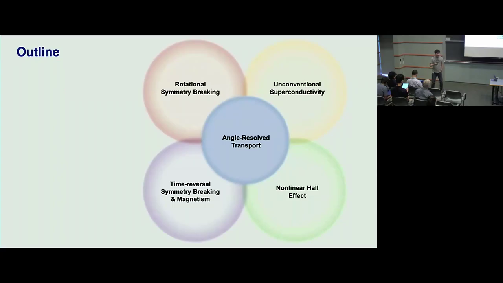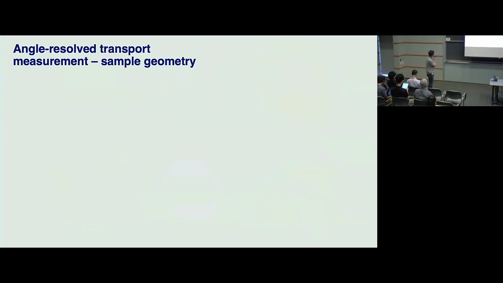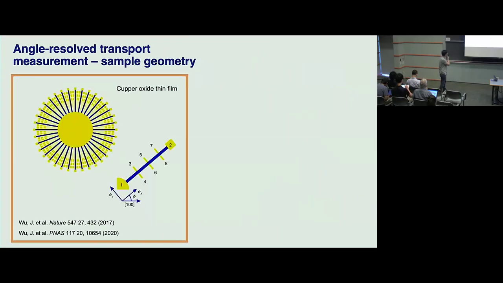Okay, so what is angle resolved transport measurement? I think angle resolved transport has been used a lot in strongly correlated systems where a spin nematic phase is a possible ground state, because the nematic phase breaks rotational symmetry and you can use angle resolved transport to measure it. It has been done before in copper oxide thin film. This is the reference I reported here.